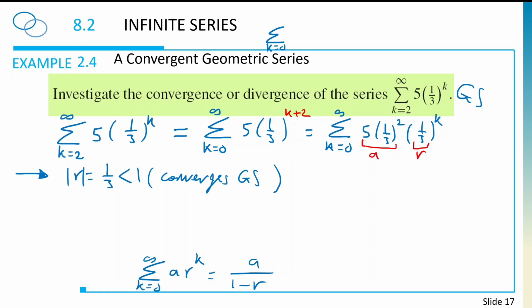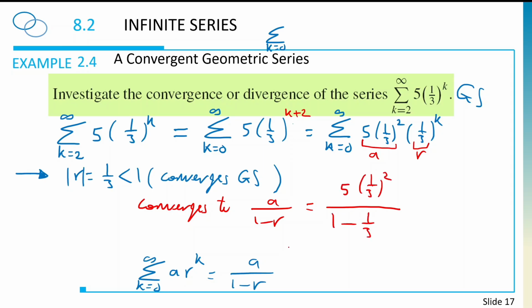So now look here, this is A, this is R, to the power k, starting from 0. So I can say that this converges to A over 1 minus R, which equals, what's A in this case? 5 times 1 over 3 squared. 1 minus R, what's R? 1 minus 1 over 3. You can simplify this further.